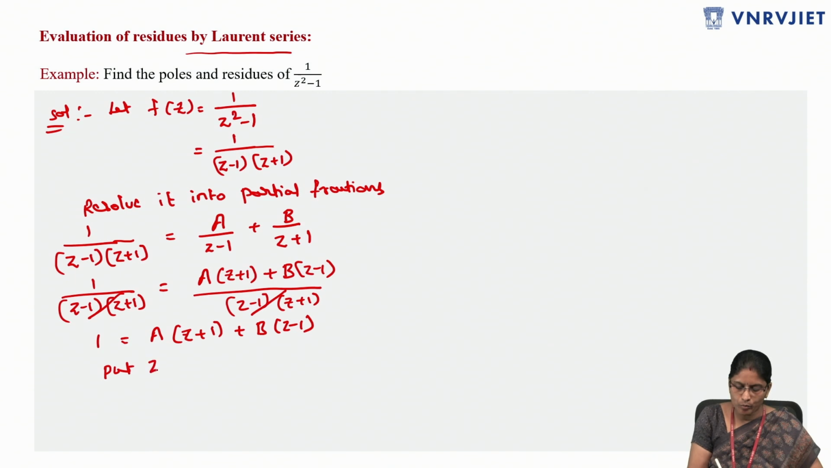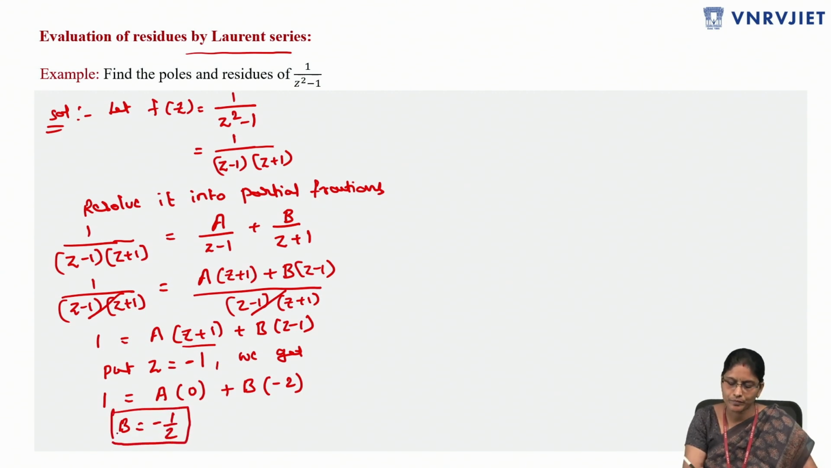First, put z is equal to minus 1. We have to find out the values of a and b. So for this, first we are taking z is equal to minus 1. 1 is equal to a into minus 1 plus 1, here we get 0, plus b into minus 1 minus 1, minus 2. b is equal to minus 1 by 2. We get the value of b.